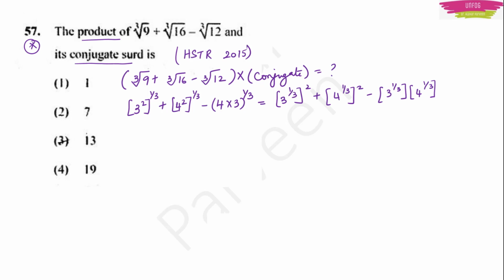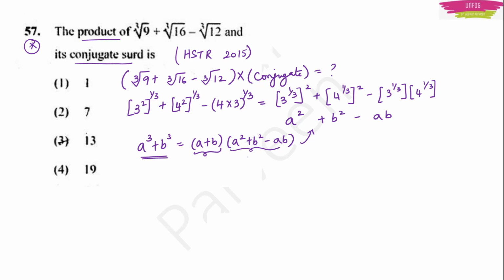Okay. Now if I see this, I am getting something in mind. It is like a square plus b square minus ab. Okay. So this reminds me of one algebraic identity. What is it? A cube plus b cube is equal to a plus b into a square plus b square minus ab. Okay. Now this is my question, right? My question, I have split into a square plus b square minus ab. Correct? If I am multiplying it with a plus b, then I will get a cube plus b cube. That means this is my question and this is the conjugate.